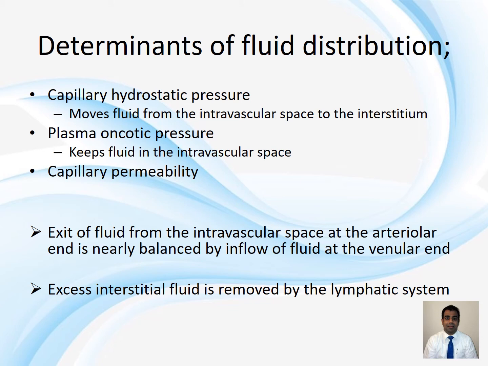So what are the determinants of fluid distribution? Now, the capillary hydrostatic pressure: an increase in capillary hydrostatic pressure tends to move fluid from the intravascular compartment into the interstitium. The plasma oncotic pressure, in turn, which is determined by plasma proteins like albumin, tries to keep fluid in the intravascular compartment, or moves fluid from the interstitium into the intravascular compartment.